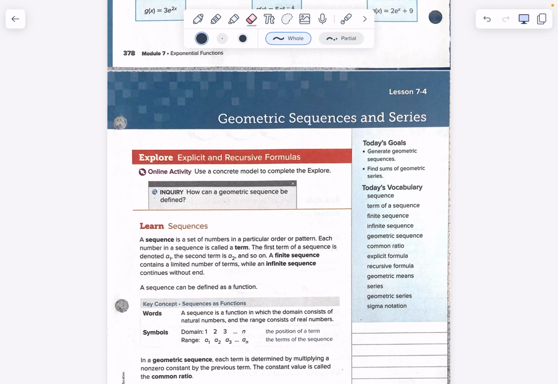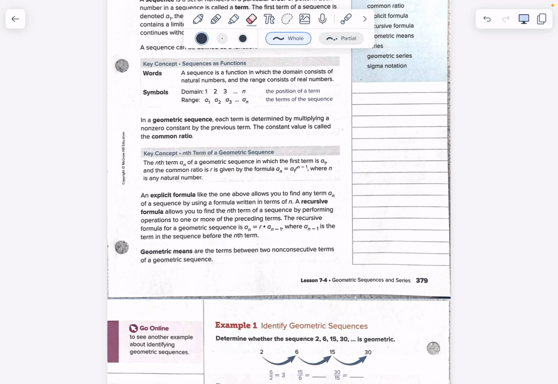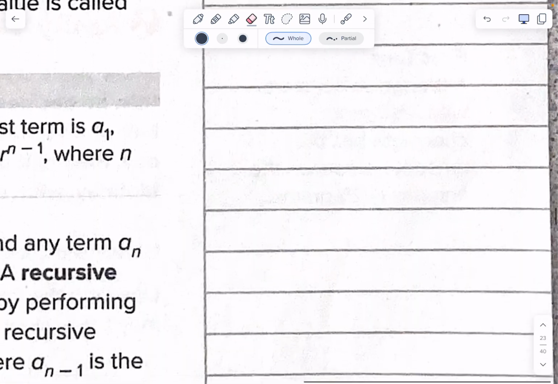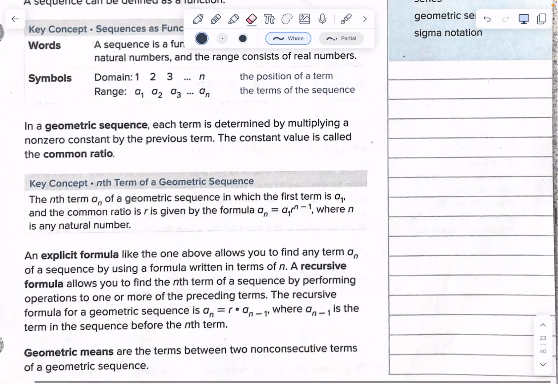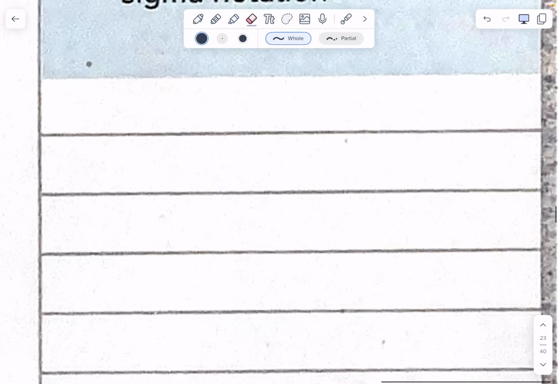We are in 7-4, geometric sequence and series. I am going to bypass all the mumbo jumbo and give you some stuff over here. Write all this down, so use this little corner over here. I'm going to explain geometric sequence and series in the easiest terms that I can think. So, ready? Write this down.